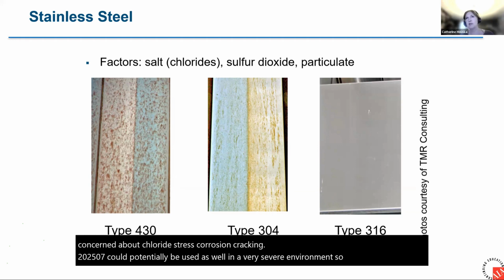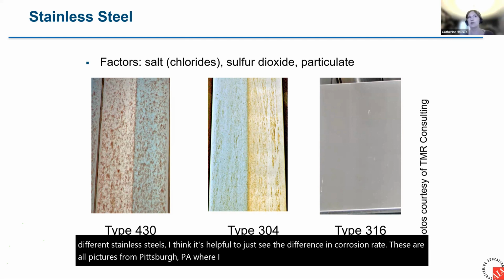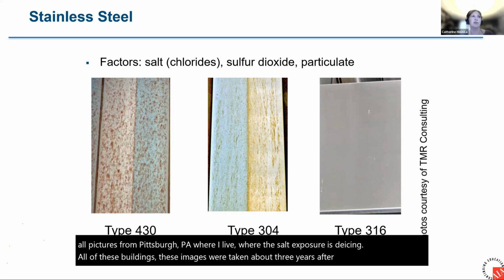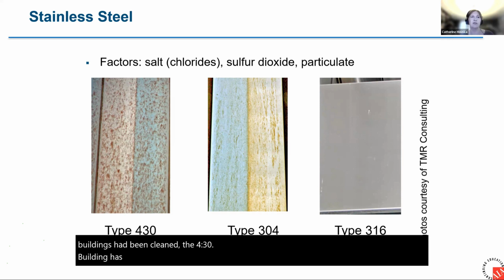So when we talk about different stainless steels, I think it's helpful to just see the difference in corrosion, right? These are all pictures from Pittsburgh, Pennsylvania, where I live, where the salt exposure is de-icing. All of these images were taken about 3 years after the last time the buildings had been cleaned. The 430 building has the highest level of corrosion staining. If you wipe that off, there is visible pitting.